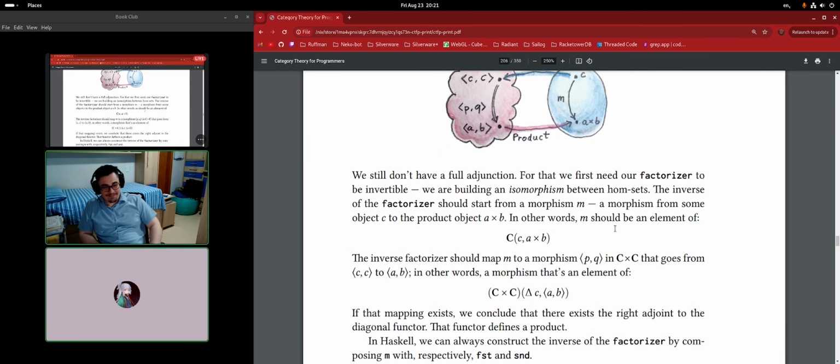Terrible, but okay. So in other words, M should be an element of, yeah, that makes sense. The inverse factorizer should map M to a morphism PQ in CC that goes from CC to AB. So the inverse of the factorizer should map M.